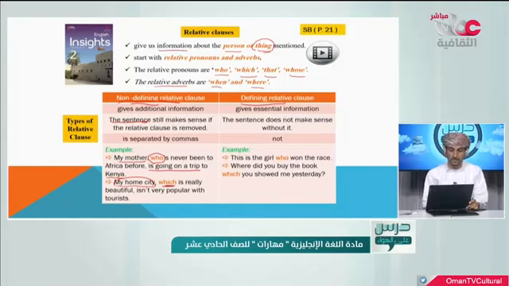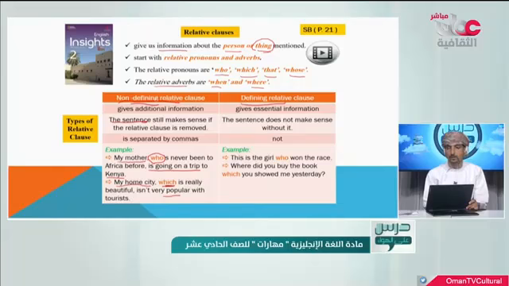So the relative clause here just gives us what? Additional information, which is a non-defining relative clause. Also in the second example, my home city, which is really beautiful, isn't very popular with tourists, the clause which is really beautiful is a non-defining relative clause. We can get rid of this clause, and my home city isn't very popular with tourists is grammatically correct and also meaningful.